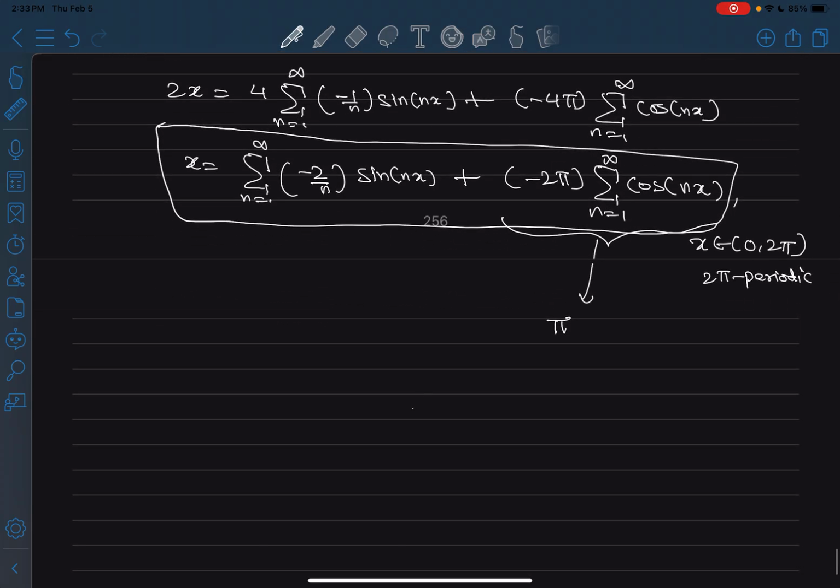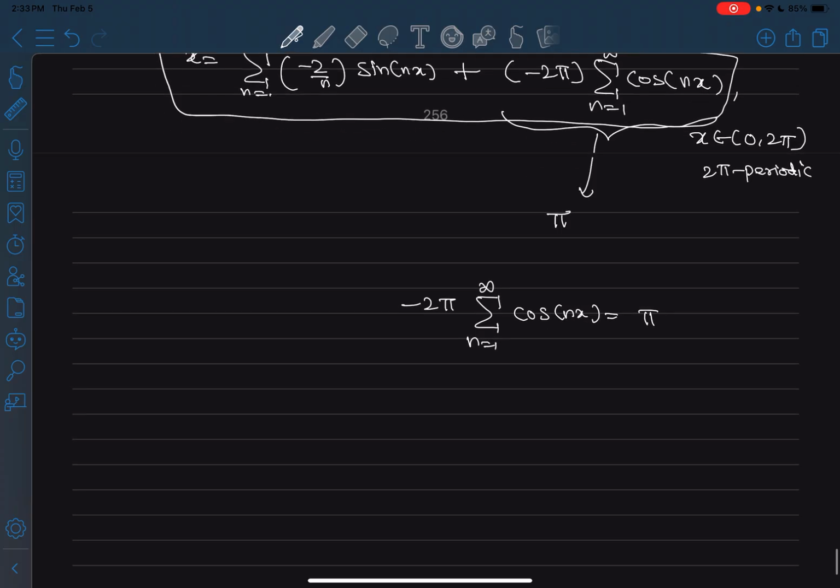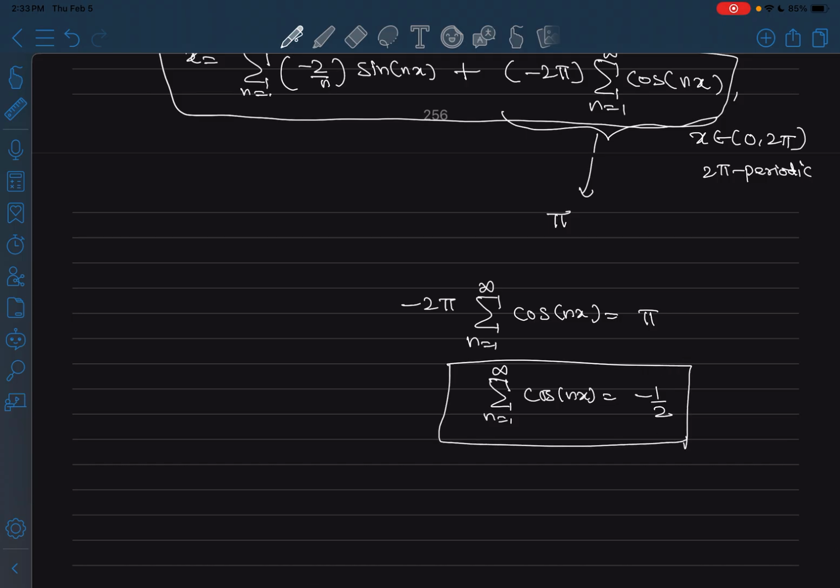So that means over here, this minus 2 pi times the sum from n equals 1 to infinity of cosine of nx equals pi, right? And then the sum from n equals 1 to infinity of cosine of nx equals minus half. And we have the series. You can also prove this series by writing cosine as the real part of e to the power inx, and then summing it up using a geometric series and things like that.